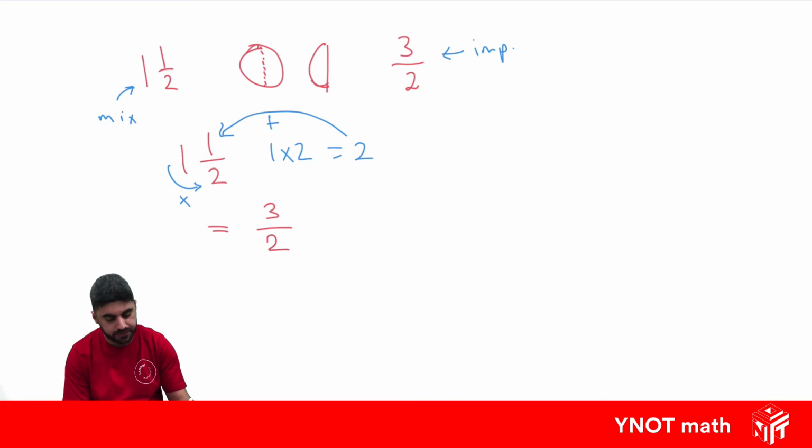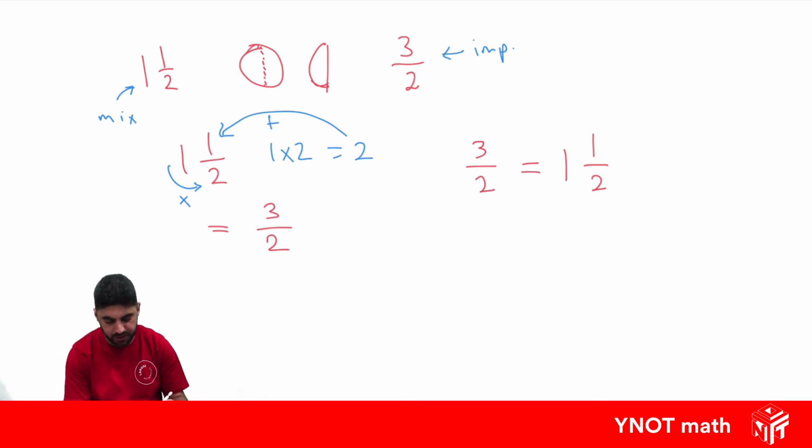How do we go the other way? So if we have 3 over 2, how do we change it to a mixed numeral? Well, we've got to check how many times our denominator goes into our numerator. 2 goes into 3 once, and that becomes our whole number. Keep our denominator the same, and if 2 goes into 3 once, it has 1 remainder, and that becomes our new numerator.